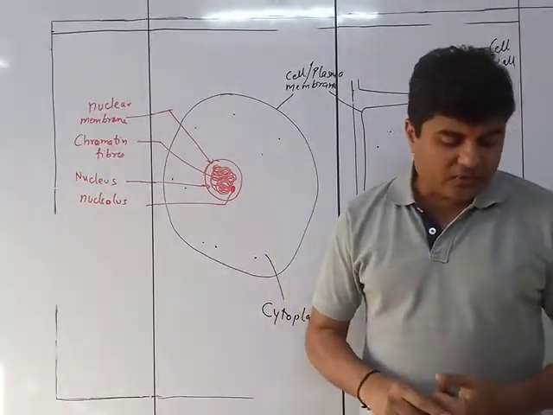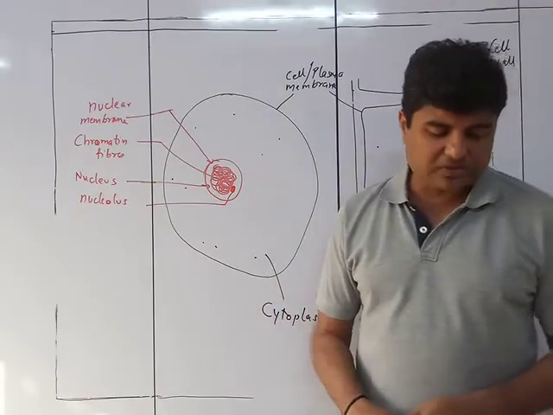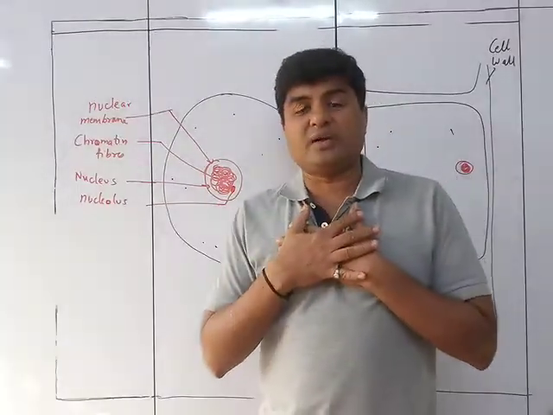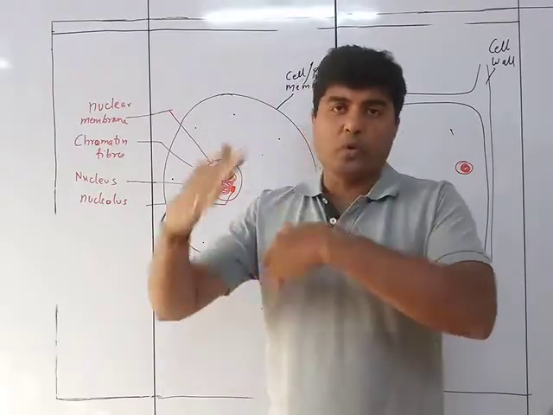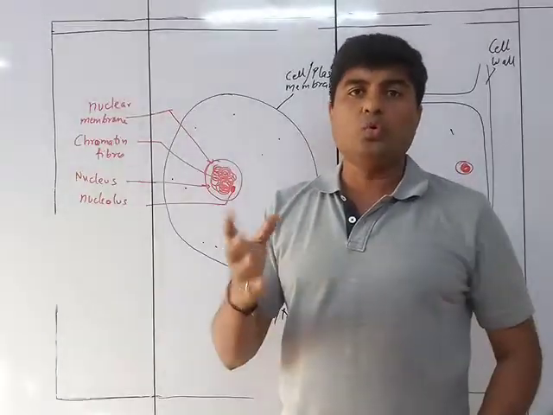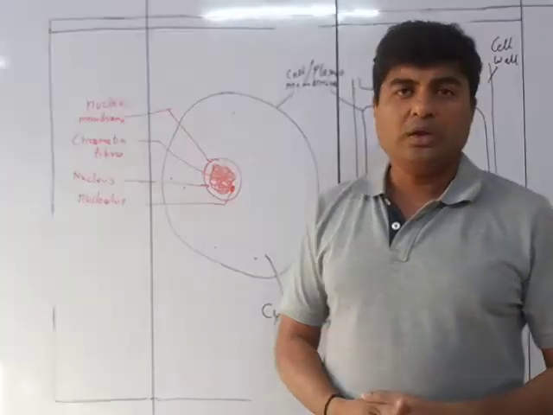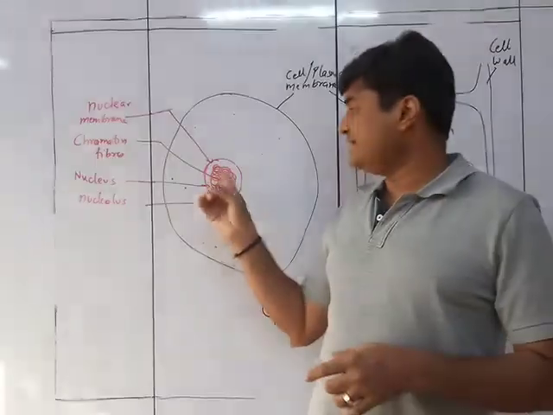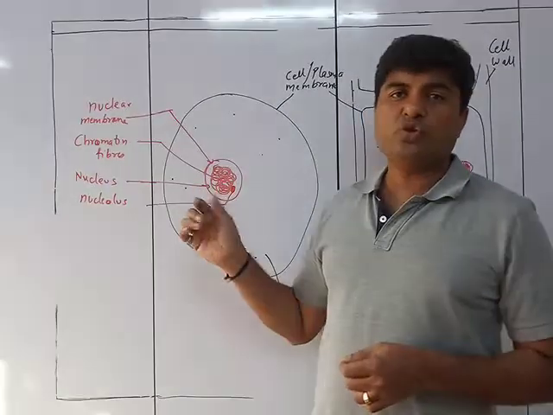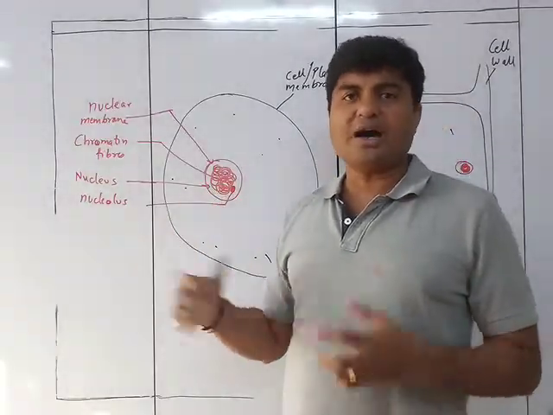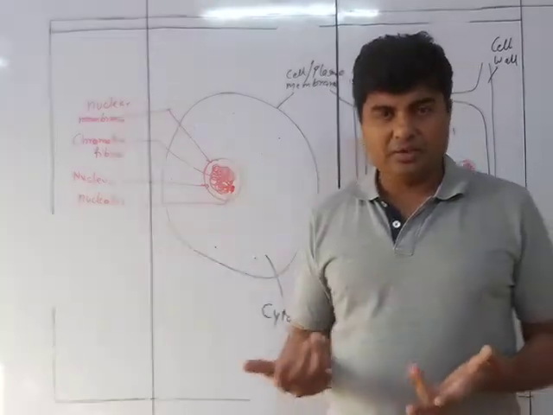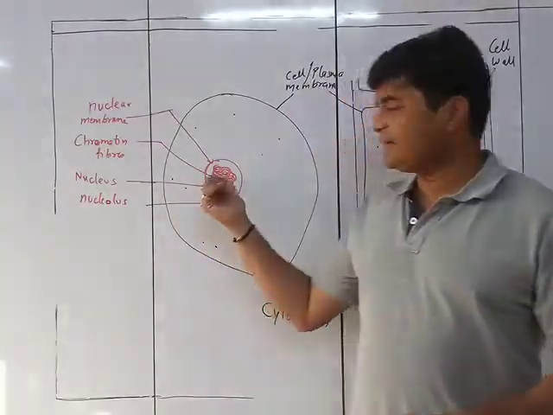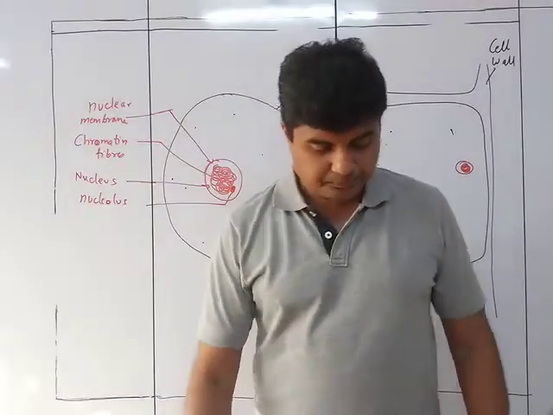And it contains a network of thread-like structures called chromatin fibers, which contain DNA. So our hereditary characteristics are going to be forwarded from one generation to another through something called DNA or the gene. That gene or DNA in our body is located inside this network of fibers called chromatin fibers. You can consider it in a simple way that DNA is present inside these chromatin fibers.